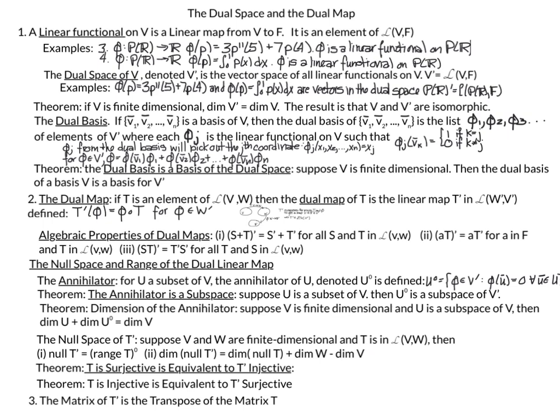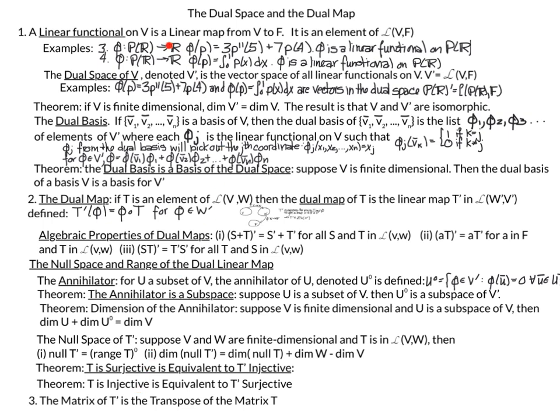We have these next two theorems. T is surjective is equivalent to the dual map being injective, and T is injective is equivalent to the dual map being surjective. Finally, we'll look at the matrix representing the dual map, and we will see that it is the transpose of the matrix representing the transformation T. And that wraps up our overview.